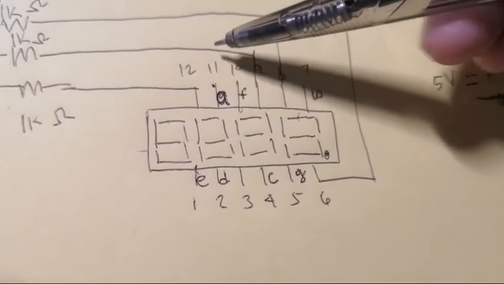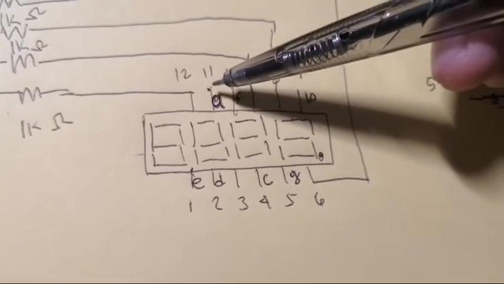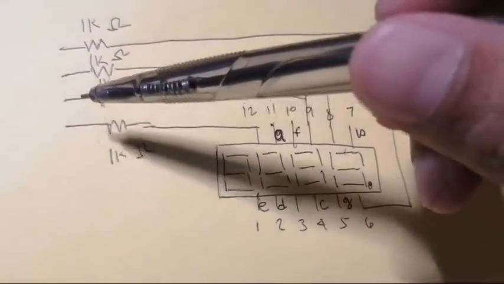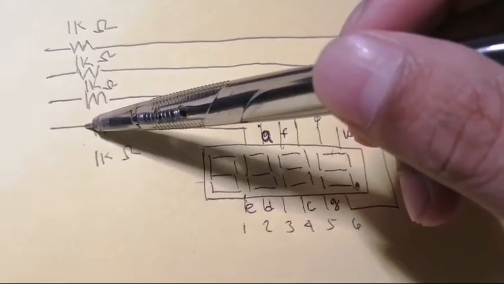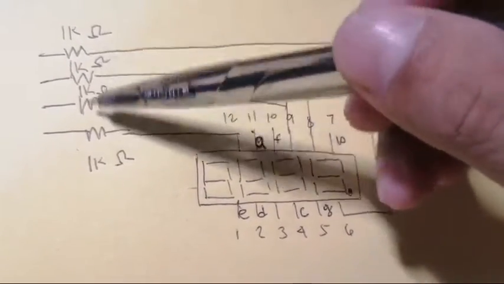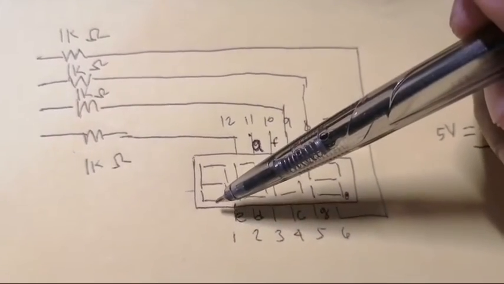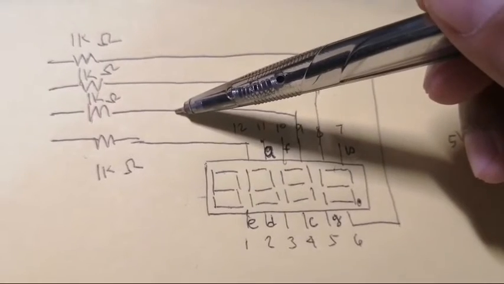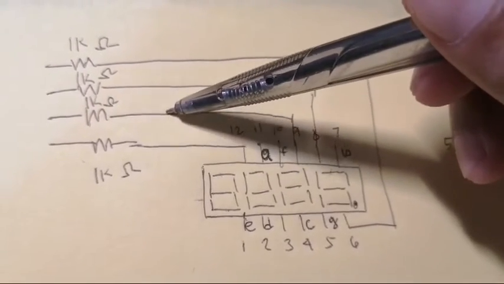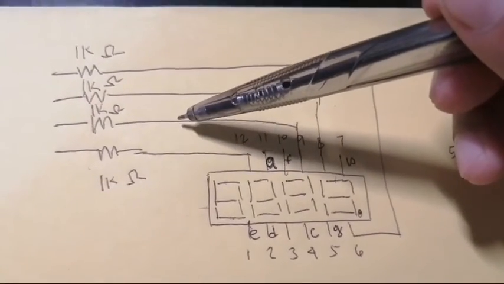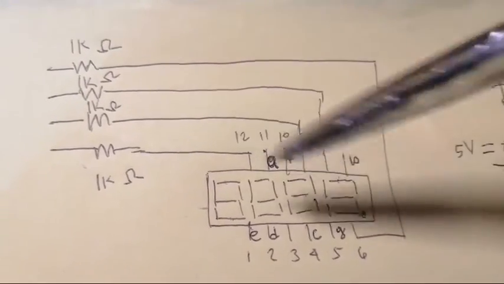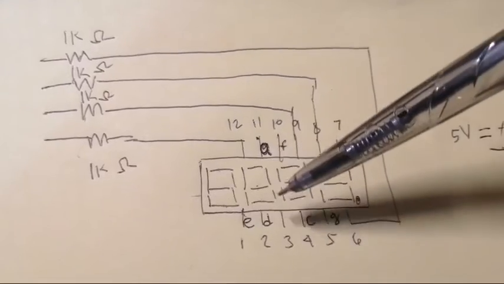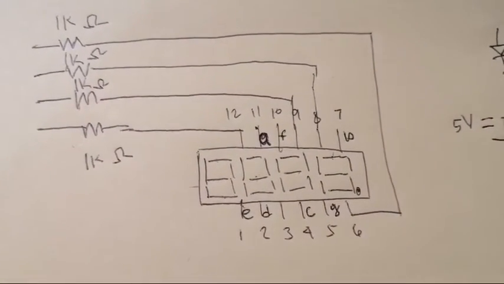So you only need to supply a voltage in these pins and connect this to ground, then all these pins will light. If you connect only this one pin to ground and the rest of the 3 pins are not grounded, then only this first segment will light. So if you do this in the second cathode, you connect this to ground and the other 3 pins are held high or not connected to ground, then only this one will light.